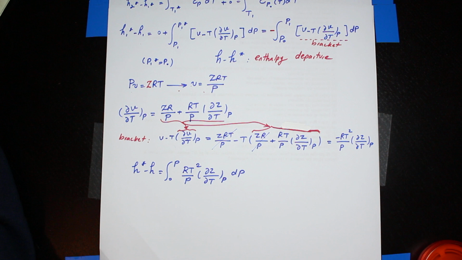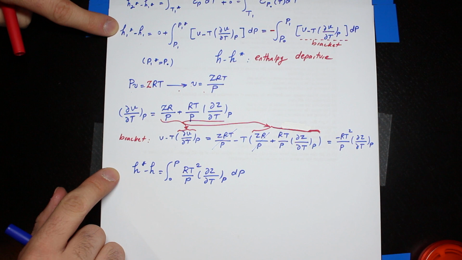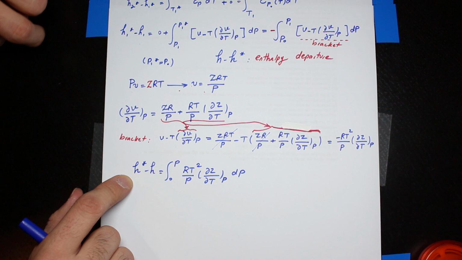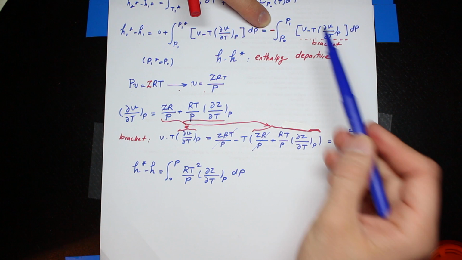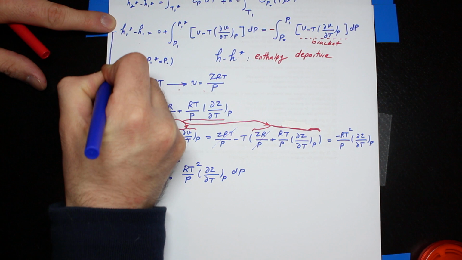Now, in case you're asking where this is coming from, in fact, this is the continuation of this line. So this line will be continued here. So here I had H star minus H. Here I have H star minus H. And here I had negative integral from P naught to P1. And because there was a negative here and I had a negative here, I ended up with a positive thing here. So maybe I can just draw a line all the way from here to here.